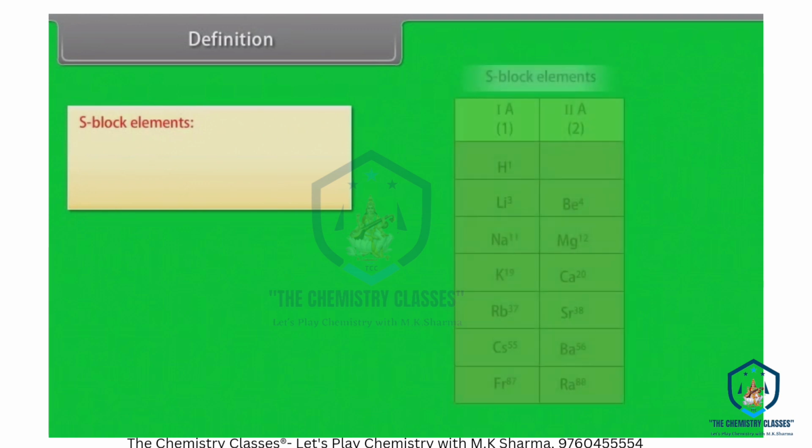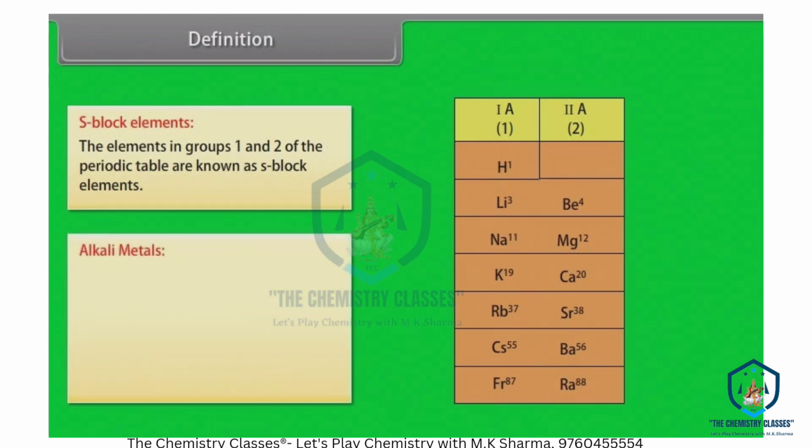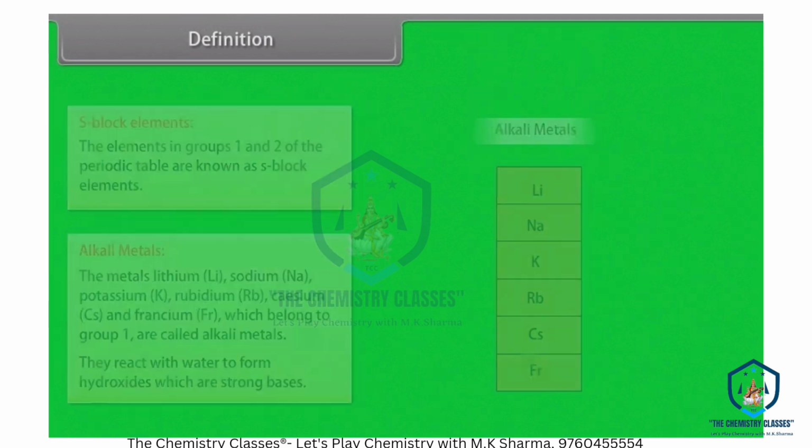Definition. S block elements. The elements in group 1 and 2 of the periodic table are known as S block elements. Alkali metals. The metals lithium, sodium, potassium, rubidium, caesium and francium, which belong to group 1, are called alkali metals. They react with water to form hydroxides, which are strong bases.